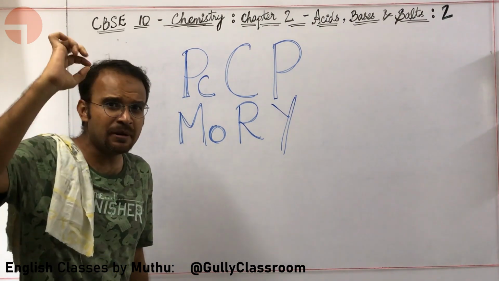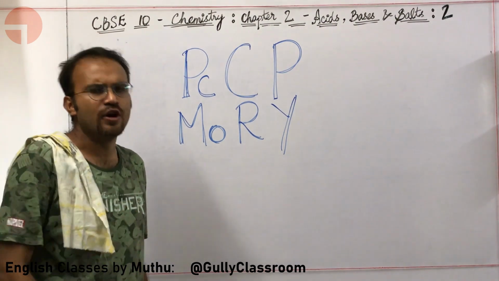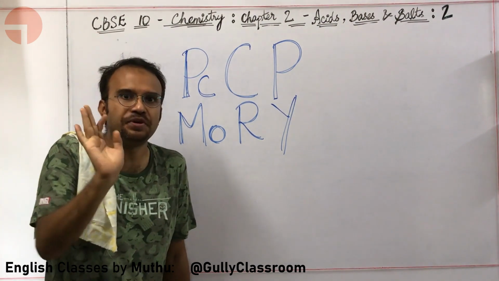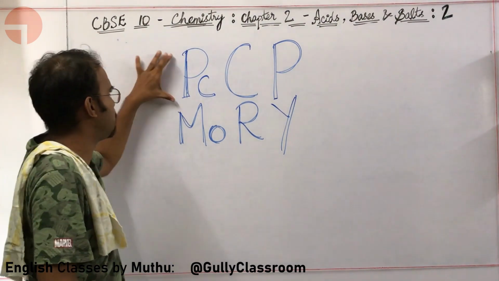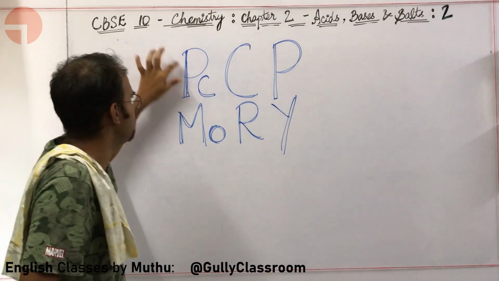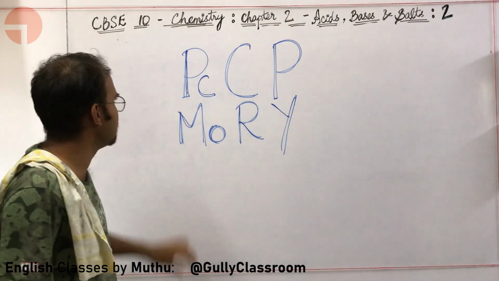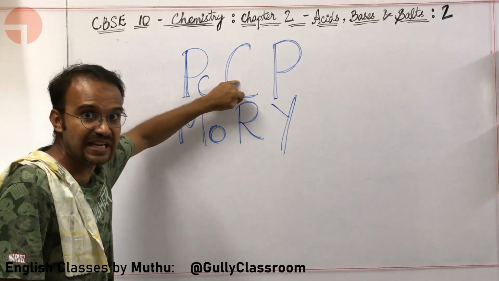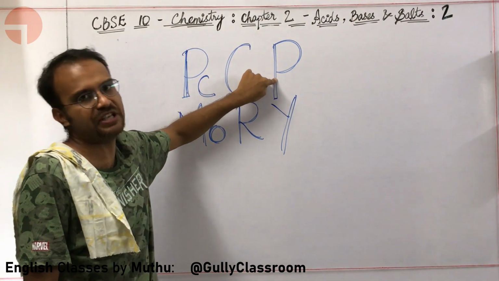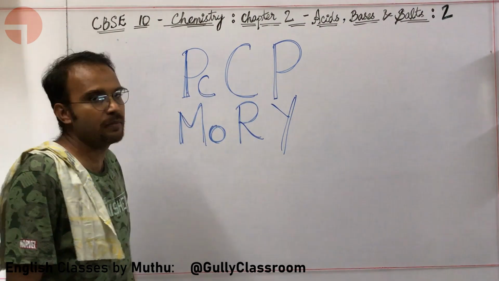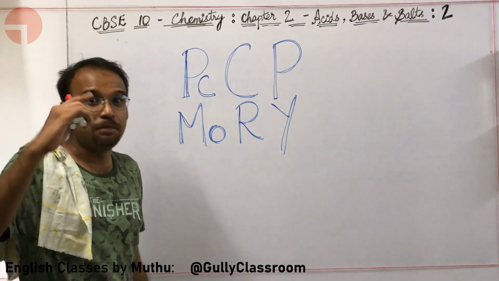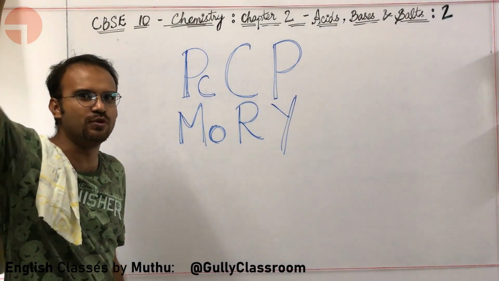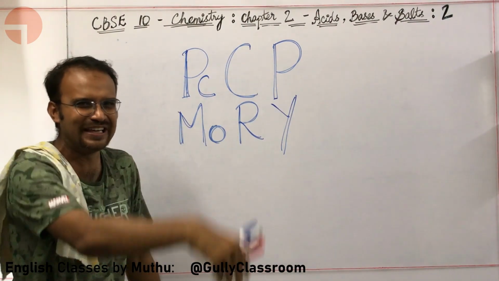How sir? Remember the river in USA. What river sir? Mississippi. You are going to pronounce this particular word in the same way. PCCP. Phenolphthalein is colorless in neutral solution, colorless in acidic solution, pink in basic solution. You are going to remember this as PCCP. PCCP, like Mississippi of USA, PCCP of GullyClassroom.